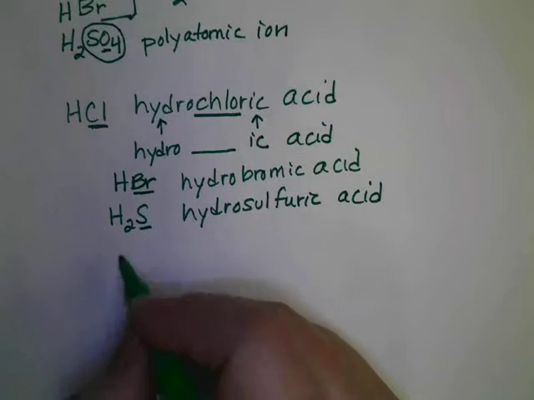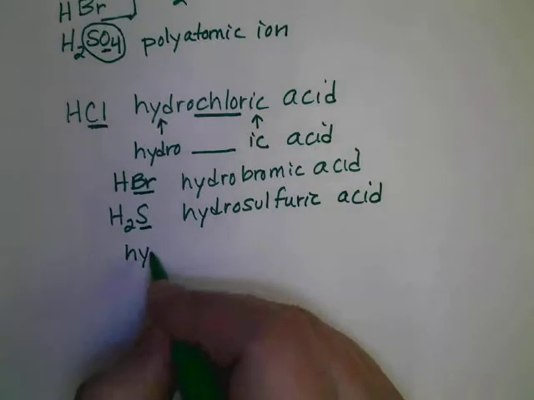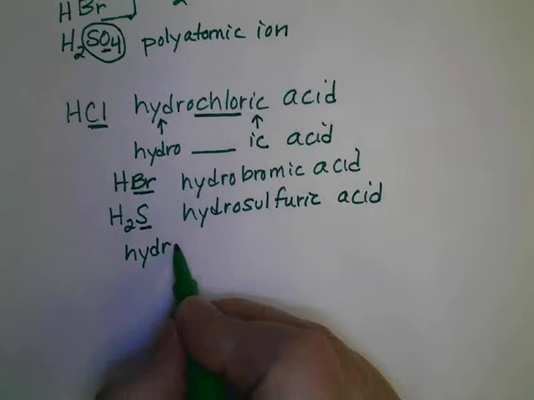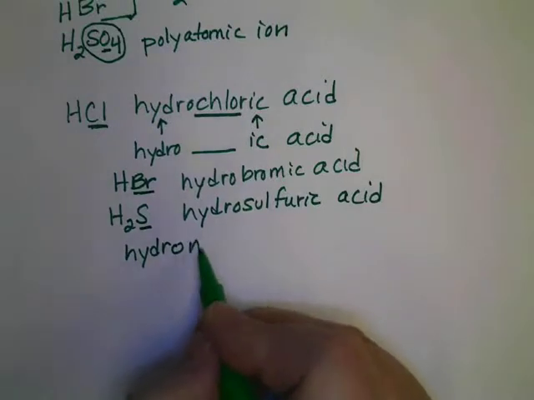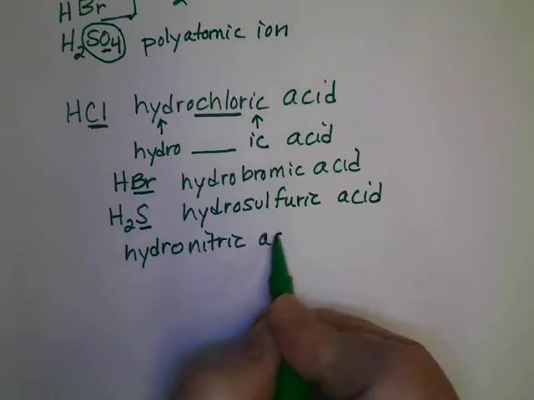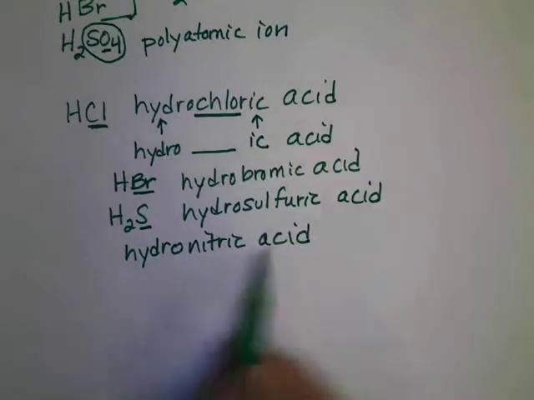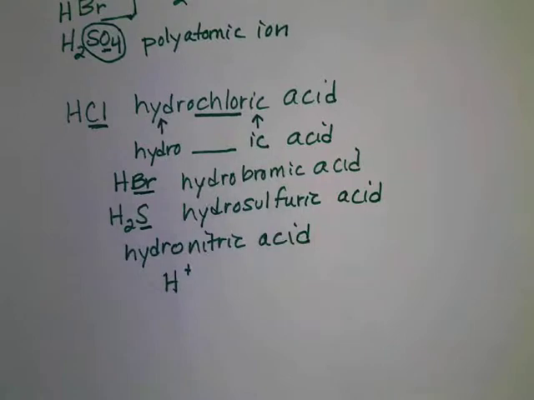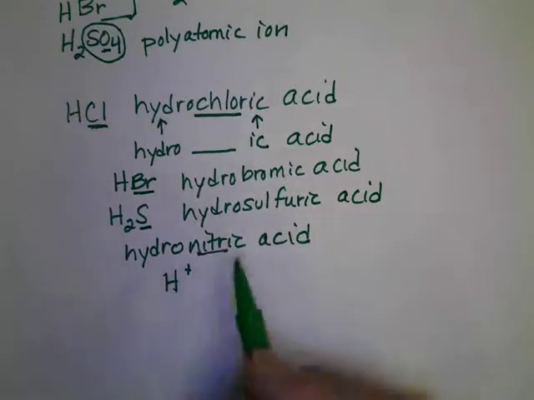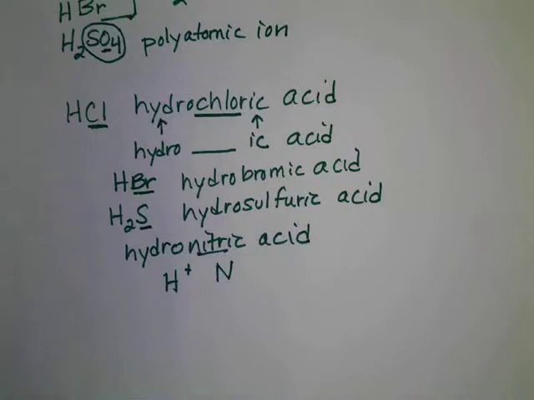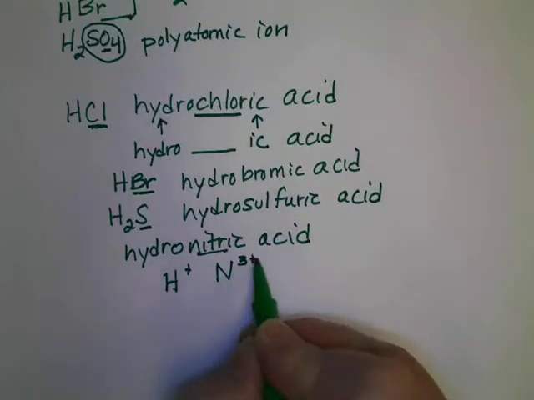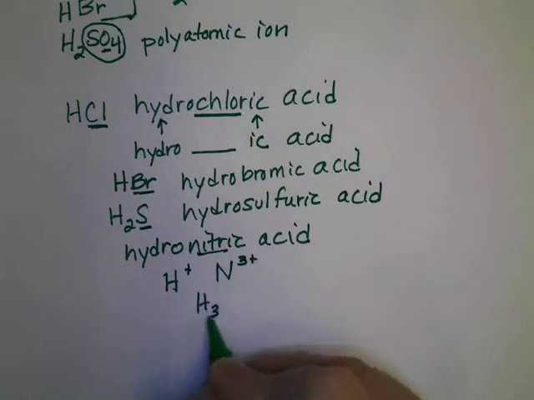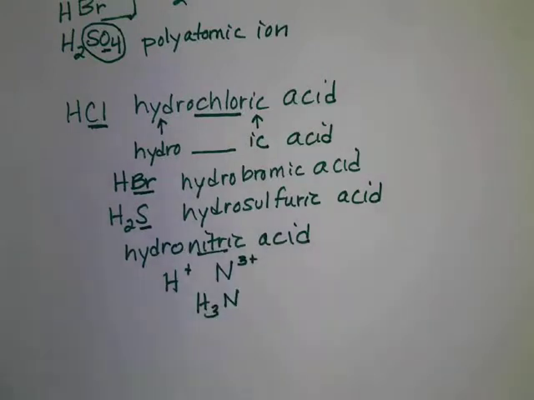Now, if I have the name hydronitric acid, how do I go back? Well, I know it's an acid, so my positive, my cation, is going to be hydrogen. I look at the root, it's nitrogen. I look on the periodic table, nitrogen is in group 15, so it's 3 plus. So the formula for this is H3N. So these are binary acids.